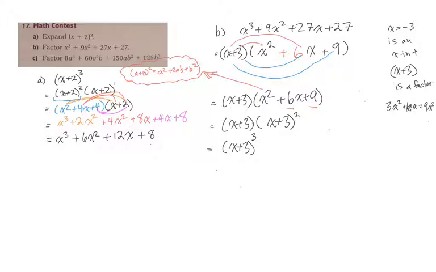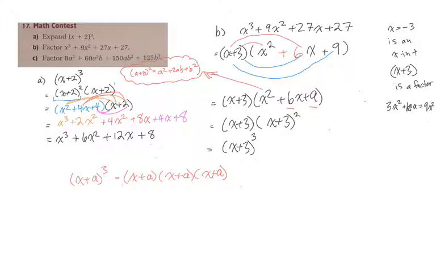Now, there might be a pattern that we can follow. So let's go and do this. I'm not going to do part C. It's too easy once I show you the pattern. Let's say I have x plus a cubed. What that really means is you're going to have x plus a times x plus a times x plus a.